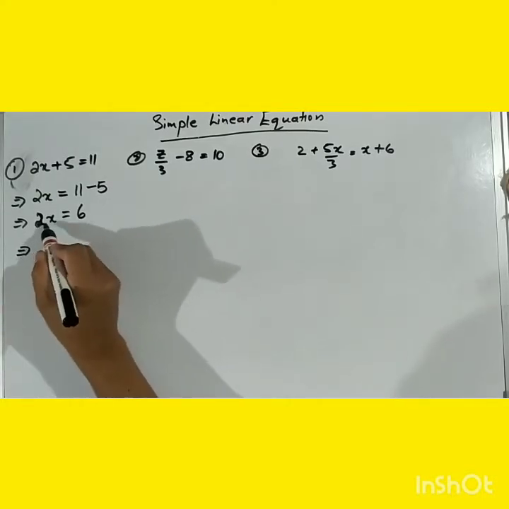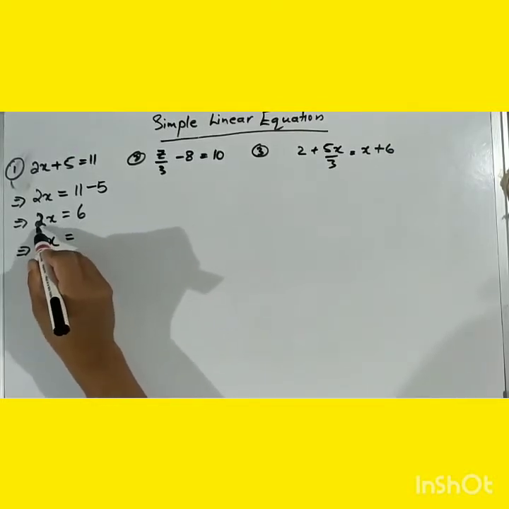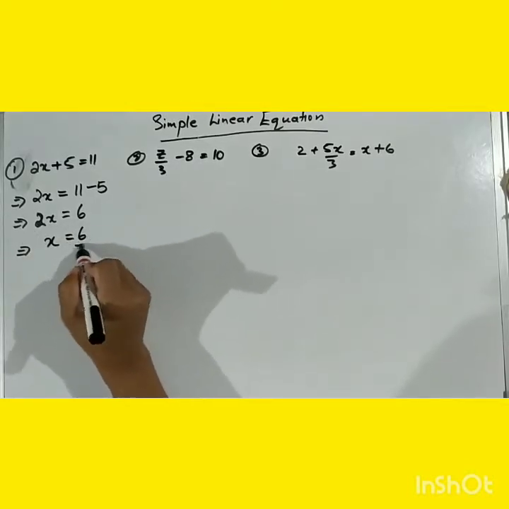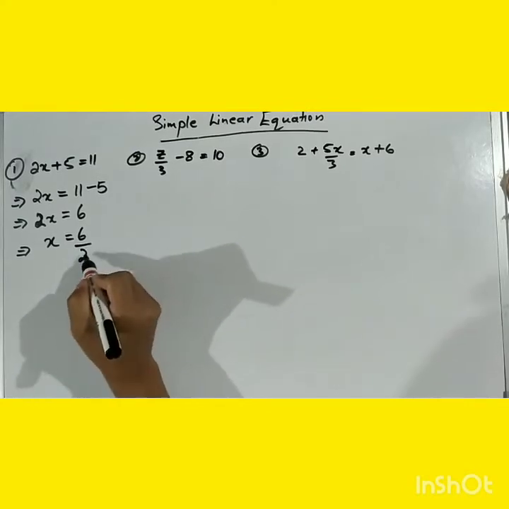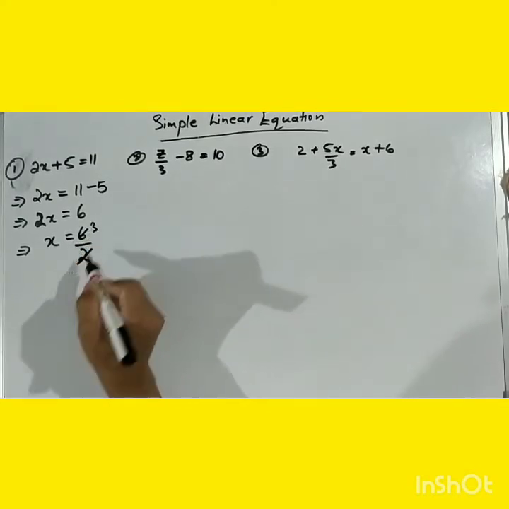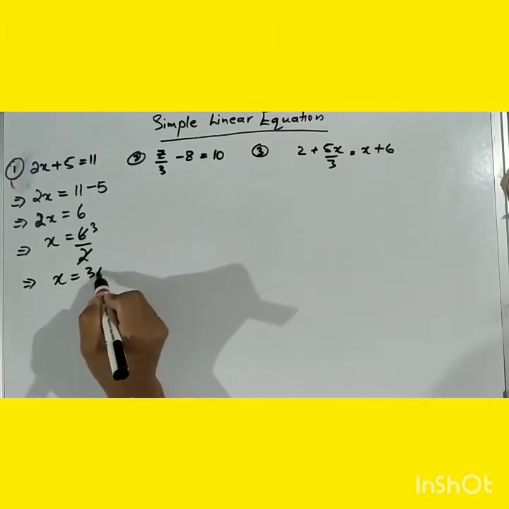So 2x, 2 multiplication, right? 2 multiply x equals 6. So x, since it's multiplication, when you move this 2 to the other side, it will come down under 6. Okay, so 2 ones are 2, 2 threes are 6. So the value of x equals 3.